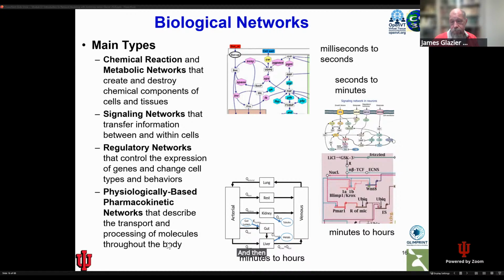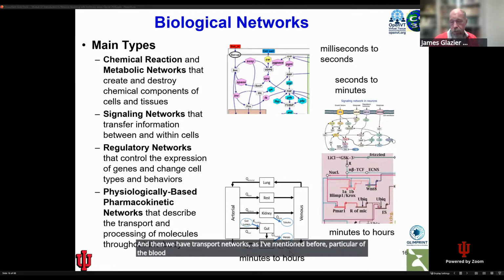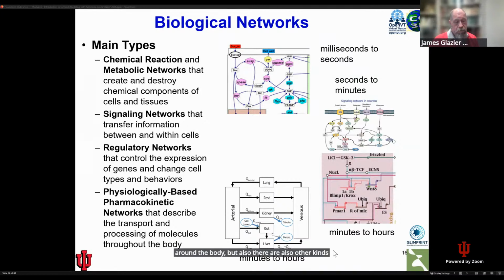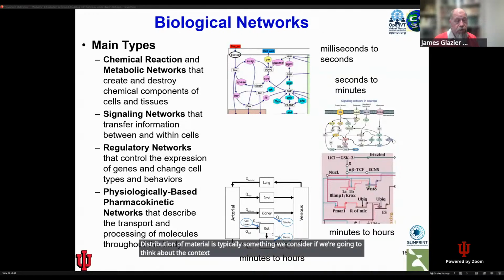And then we have transport networks, as I've mentioned before, particularly of the blood, moving molecular species around the body, but there are also other kinds of transport networks. You could think about gas flow in the lungs. You could think about lymph in the lymphatic system. You could think about the fluid and material in the gut. These are all transport networks. Fluid in the bone is another transport network. That one's a little bit harder to represent as a network. But whole body distribution of material is typically something we consider if we're going to think about the context, for example, for drug delivery or toxicity.